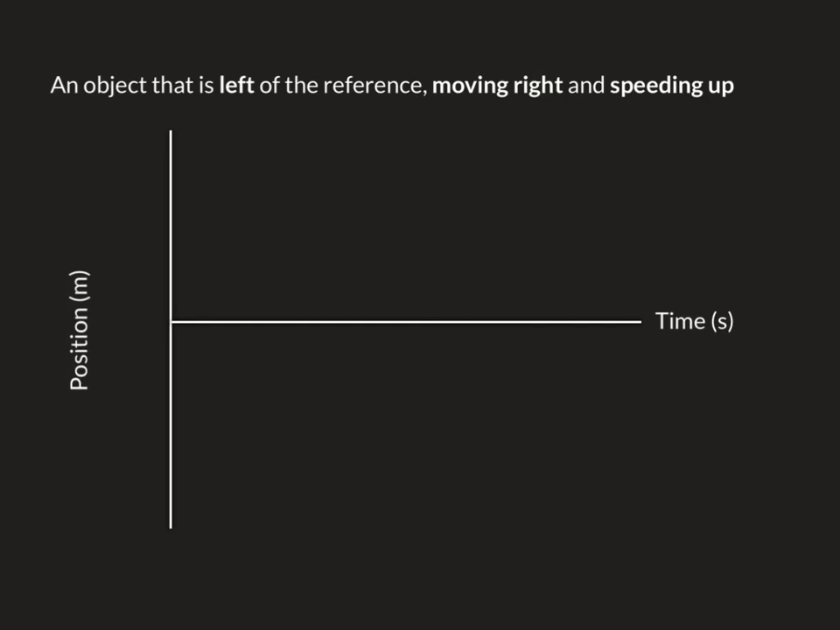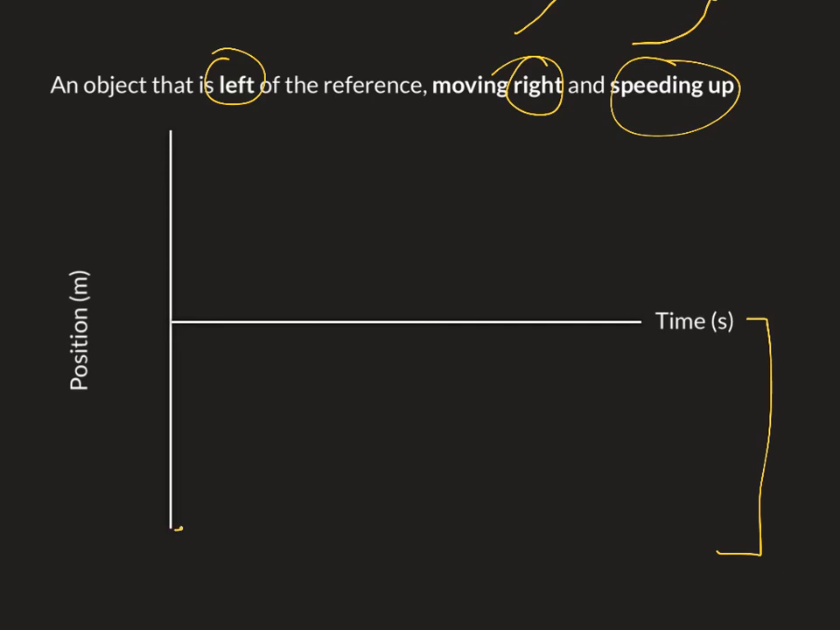So now we have an object that is to the left of our reference, so we're going to draw it down here. This time it's moving to the right, okay? So it's going to go upwards. It's going to slope up, and it's speeding up, so it's going to get steeper and steeper and steeper to the positive direction over time. Okay, so it starts to the left of the reference, so I'm going to have it start here. It's moving right, and it's going to speed up, so it's going to get steeper, steeper, steeper over time until I hit the reference point.